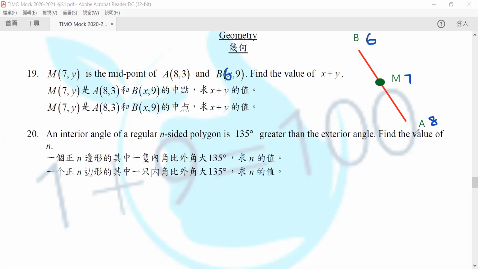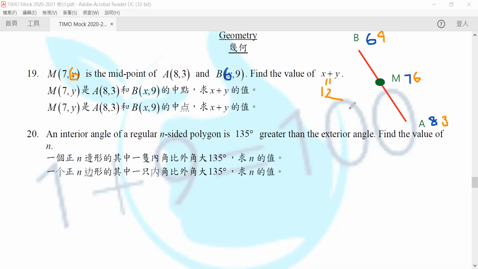And again, if we are looking at the y coordinate, the M must be the average of the y coordinate of A and B. So one is 9, one is 3, so the average is 6. So we know that M's y is 6. So both of them are 6, so we know that this number must be 12. This is 19. Very simple.